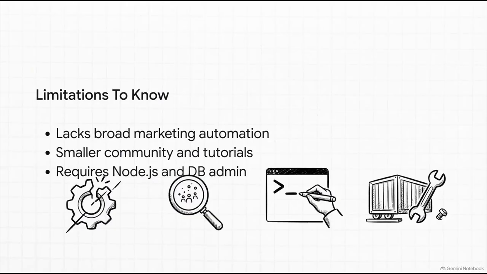But hey, to be totally fair, we have to impartially note Mailtrain's limitations to make sure it actually fits your reality. It intentionally lacks the broad marketing automation features you'd find in a sprawling suite like Mautic. It also has a somewhat smaller community, which means fewer third-party tutorials floating around the web. And crucially, self-hosting is not entirely plug-and-play. You or your IT team are going to need some moderate technical comfort with Node.js, database administration, and Docker deployment configurations to get it running smoothly.